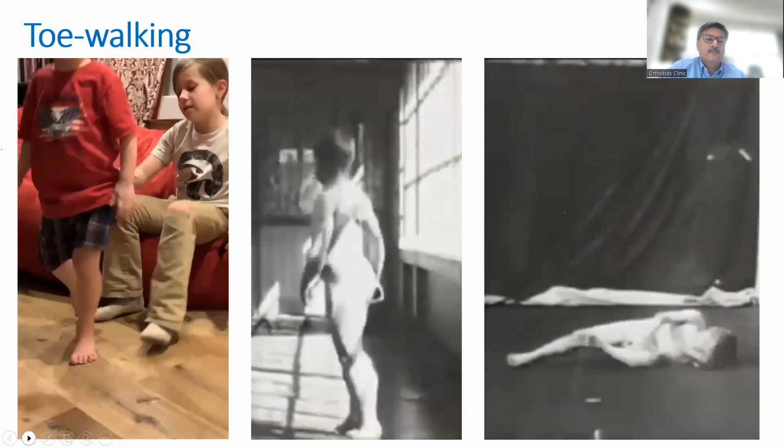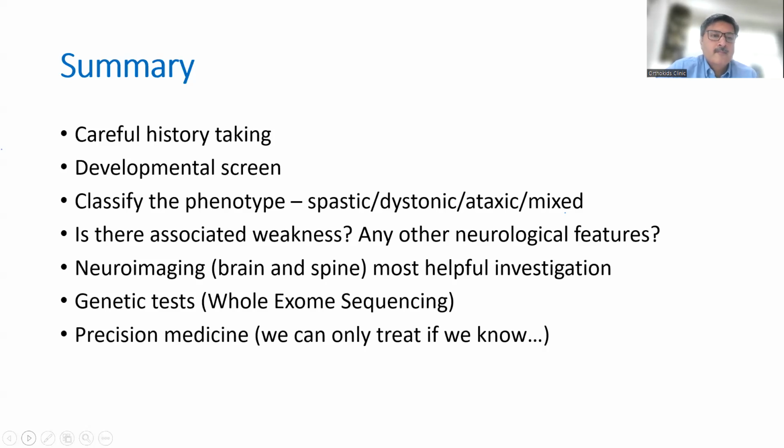So moving on, to summarize, I think careful history taking is paramount. That's what we pediatric neurologists are here for. Developmental screening is important. It's important to classify the phenotype, look for associated weakness and other neurological features. And I think MRI brain and spine is the most helpful investigation. But if it is normal, I would not just dismiss it as scan negative CP. I would still look for an alternative diagnosis. And the second important test is genetic testing, particularly whole exome sequencing.